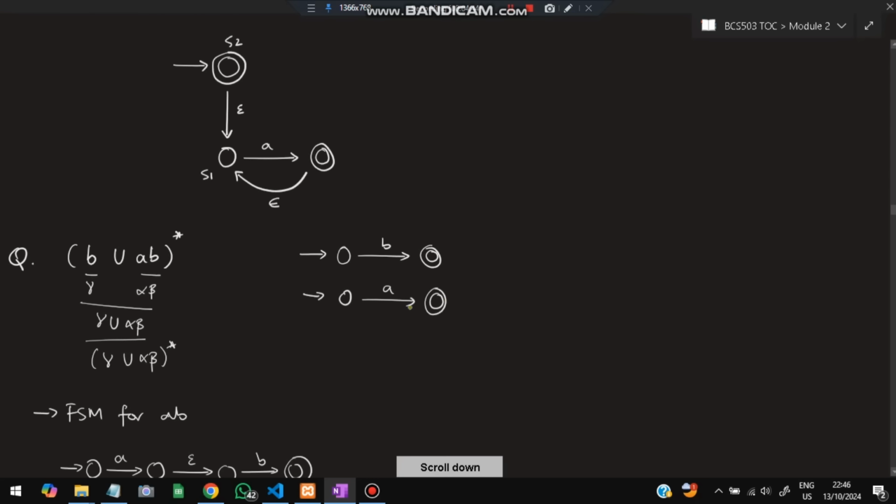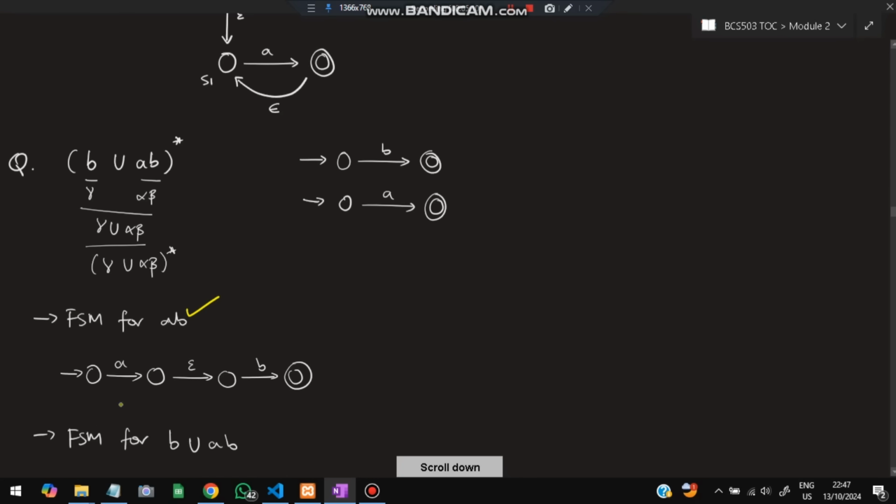Let's consider some examples. The example given here is B union AB star. If such a type of question is given, you have to divide it into smaller parts. This whole thing can be divided into this part, union this part. Now let's focus on this part. This part is what? Concatenation, A concatenation B. So let's make A and B here and do the concatenation first.